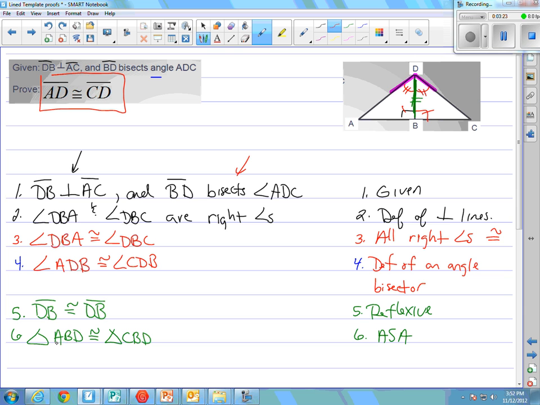AD congruent to CD. Well, A and D are the first two letters. C and D are the first and last letters. So they're corresponding parts. So I'll say segment AD is congruent to segment CD, and my reason is CPCTC, corresponding parts of congruent triangles are congruent. And we're done.